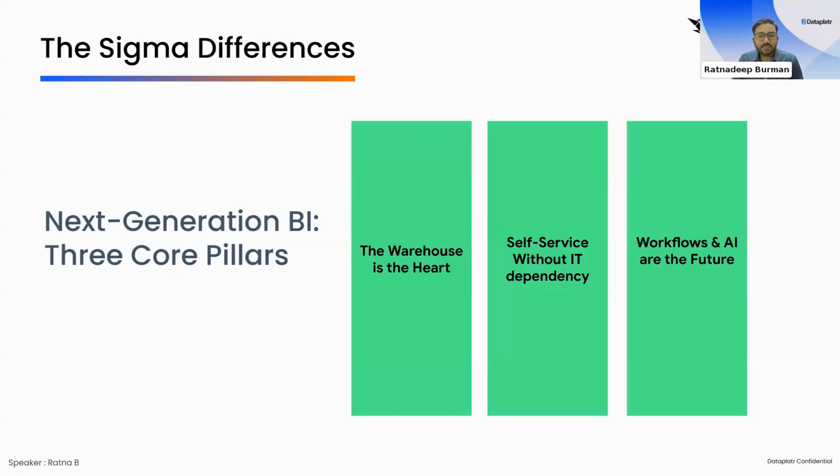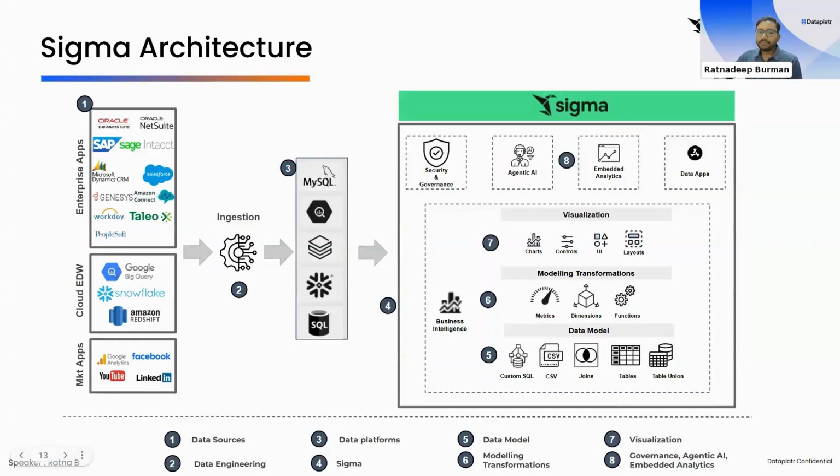In AI, Sigma provides things like the Ask Sigma formula assistant, where users can interact in natural language. When all of this comes together, Sigma becomes a platform for running the business. Now let's go to the next slide. So here is Sigma's high-level architecture.